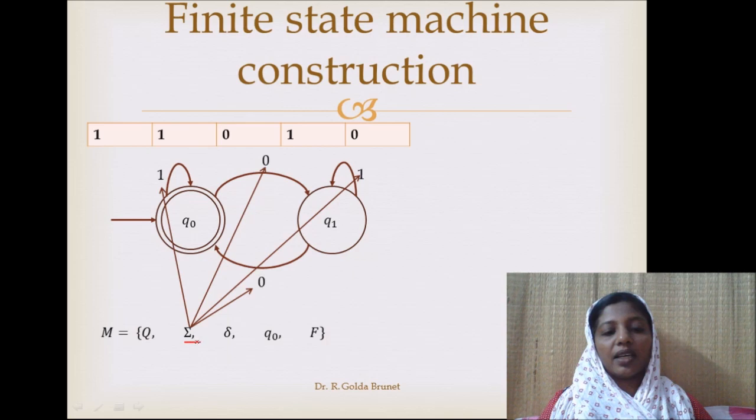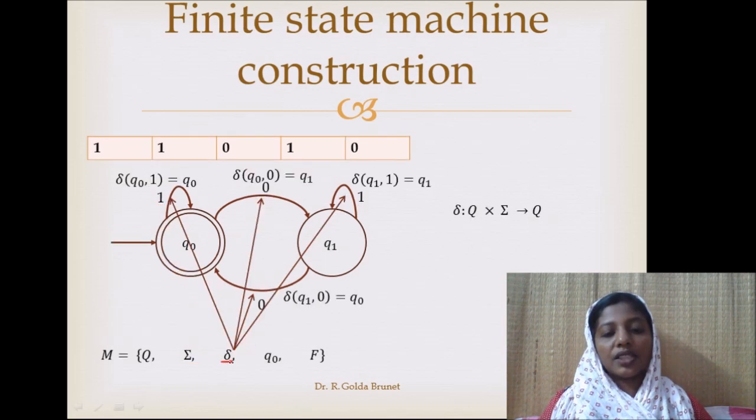The next entity is sigma, the finite set of input symbols. So the input can be only from the symbols defined in this sigma. In our case, it is a binary symbol, so it is 0 and 1. And these input symbols we represent in the transitions. These arrows are the transitions, and upon what input we make the transition, we represent on the edges. So this is actually the input symbols.